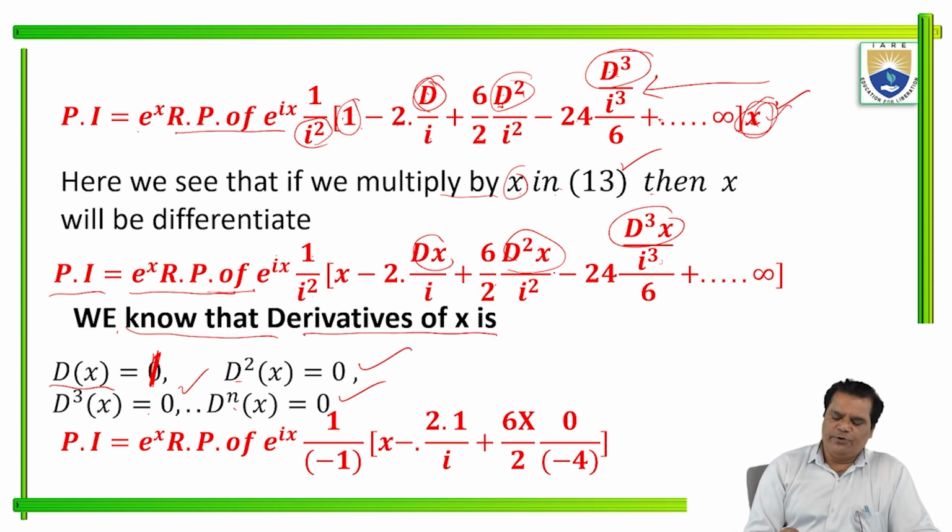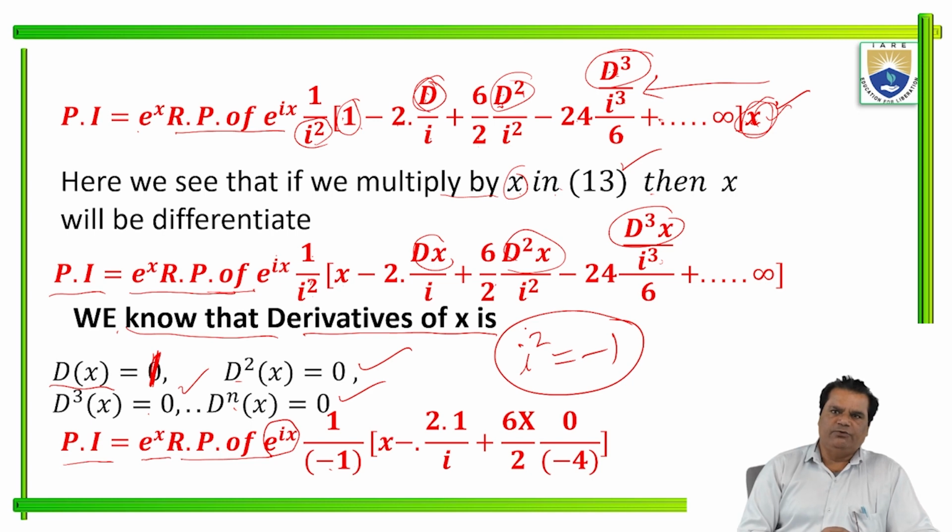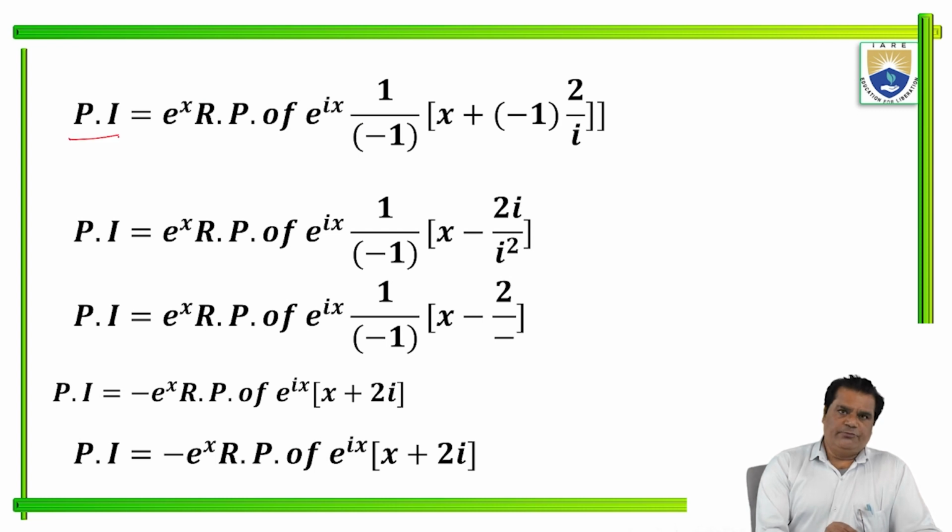So putting these values here, we get the particular integral e to the power x, Rp of e to the power ix, 1 upon minus 1. This is the value of i square. Here i square is minus 1. So we write this value: x minus 2Dx is 1, so 1 upon i. D square x is 0, so this term is 0 here. Now the particular integral is e to the power x, Rp of e to the power ix, 1 upon minus 1, x plus here.